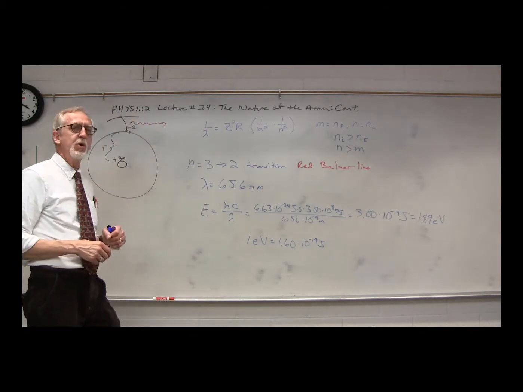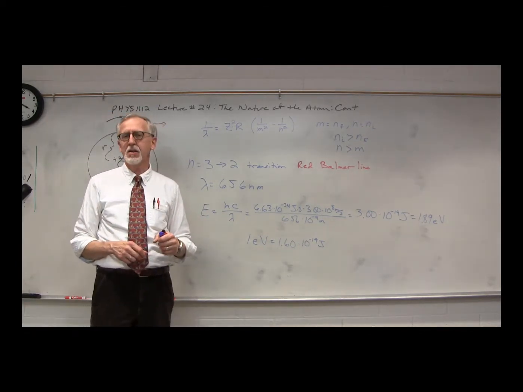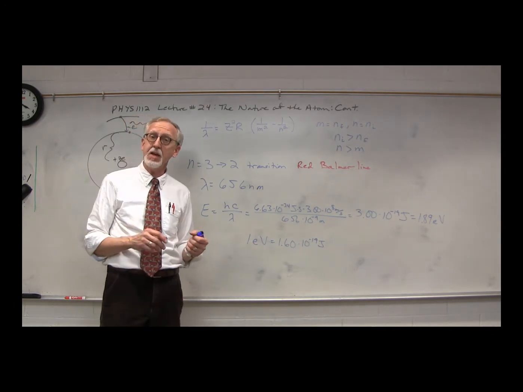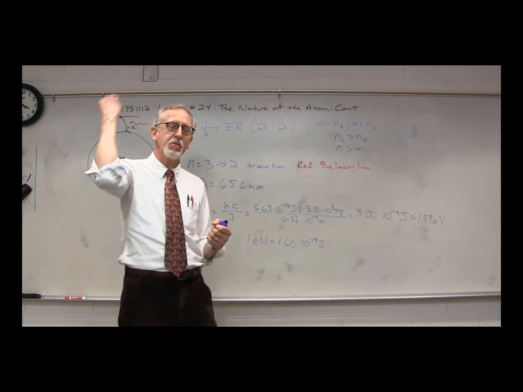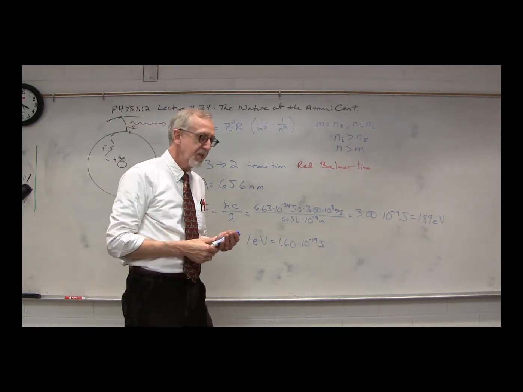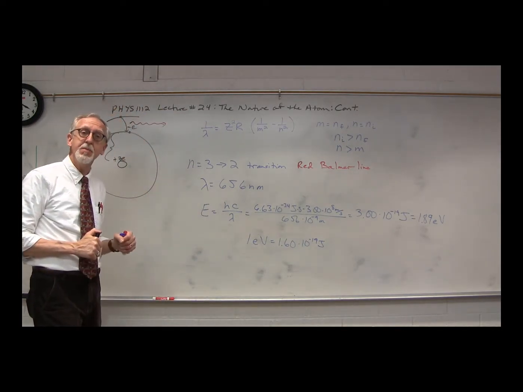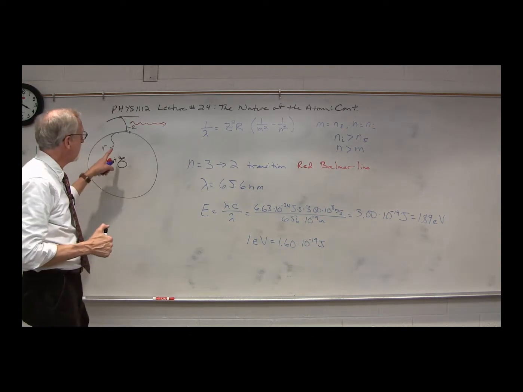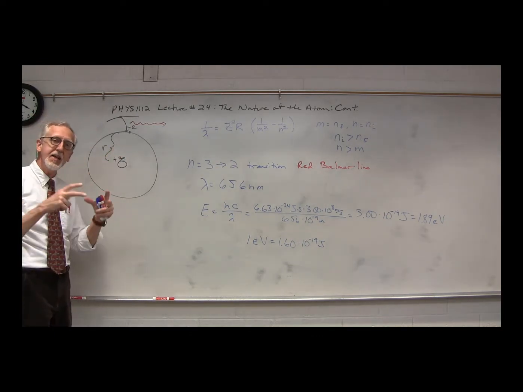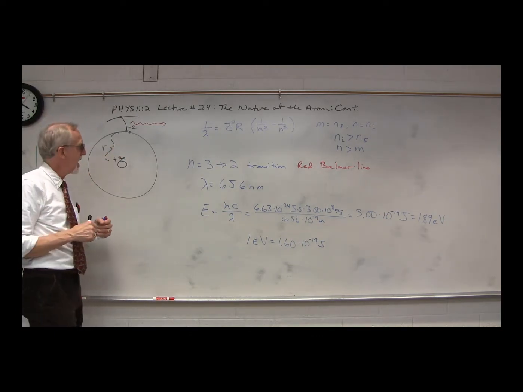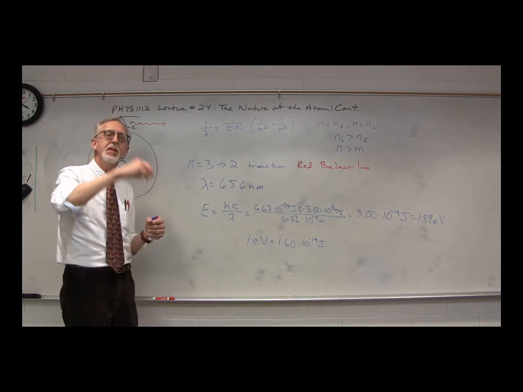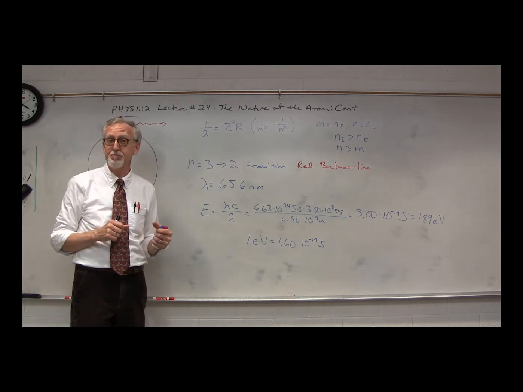What about another problem? How much energy would it take to ionize the hydrogen atom? Now, what does that mean? To ionize it means to take the electron completely off. Let's imagine we wanted to ionize a hydrogen atom in its ground state. In other words, we've got an electron in its lowest energy state, n equals 1. How much energy would it take to completely remove that electron?